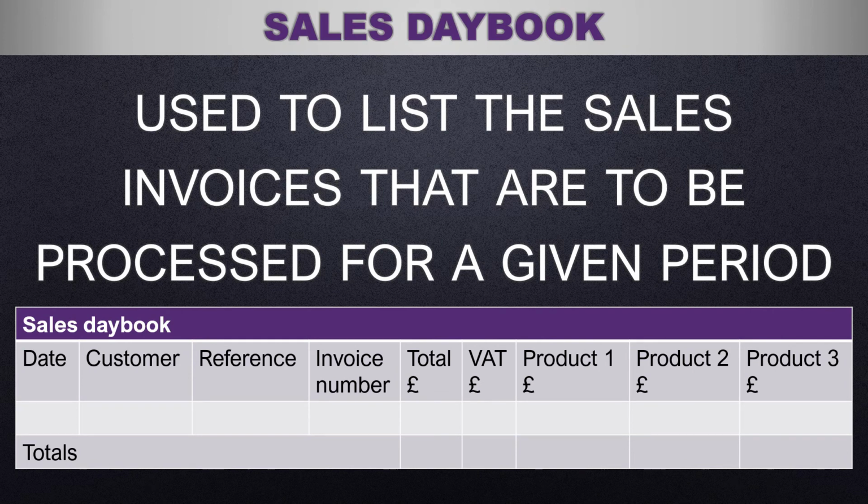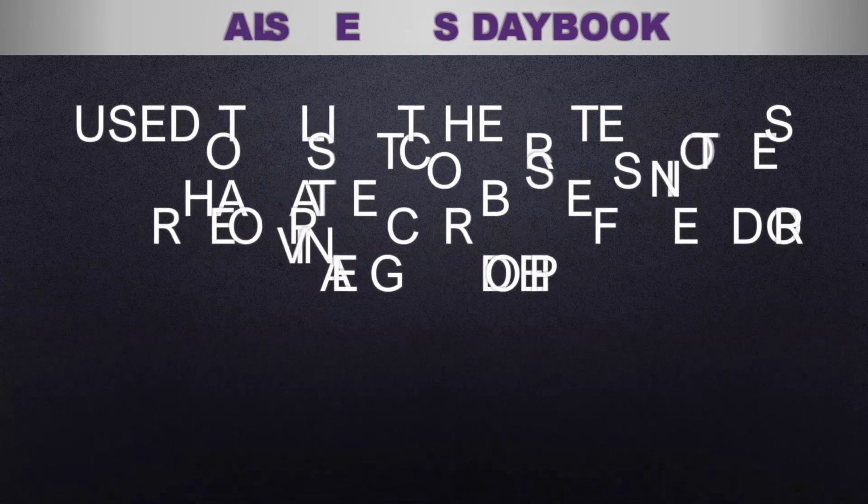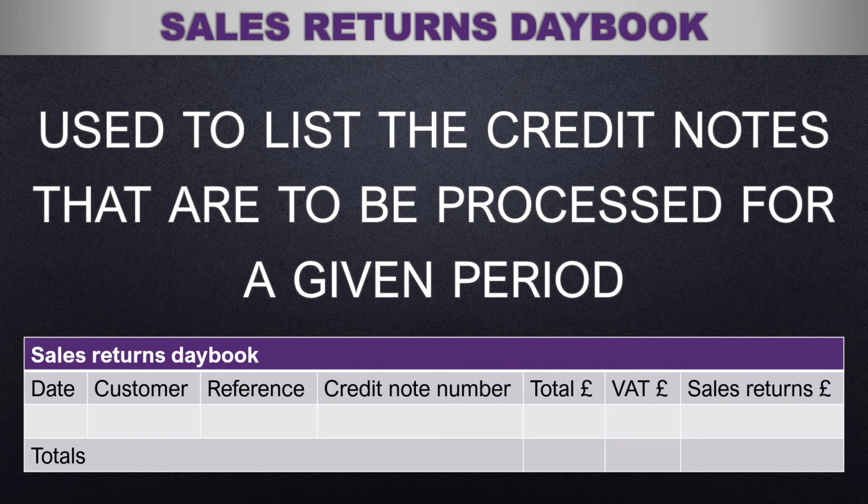Now to essentially the opposite of the Purchases Daybook, the Sales Daybook. The Sales Daybook is used to list sales invoices that are to be processed for a given period, for example, a week. We can also have a separate daybook for returns from customers. The Sales Returns Daybook is used to list the credit notes that are to be processed for a given period, for example, a week.